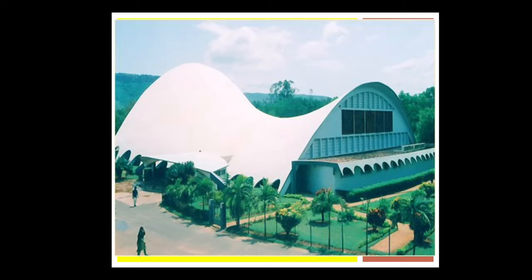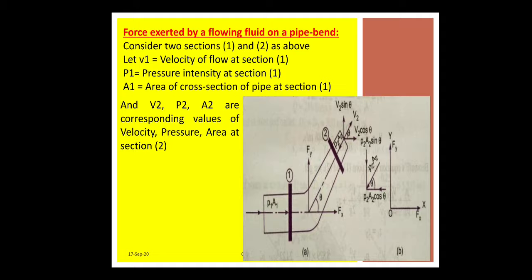Now we'll see the examples. Now see the derivation for the flow in a pipe bend: the force exerted by the flow of fluid in a pipe bend. Now see the figure. You have a pipe bend at a corner, right? From the figure you can see you have cross section 1 and cross section 2. So the cross section 1 diameter is different from the cross section 2 diameter.